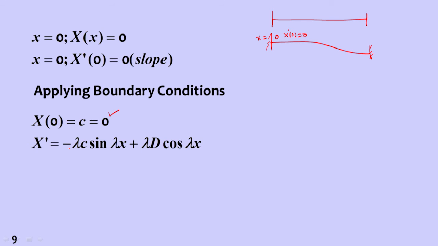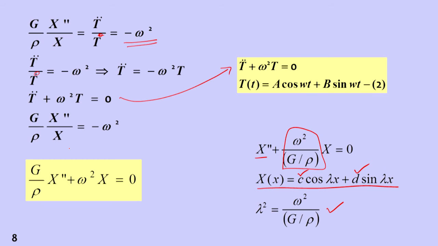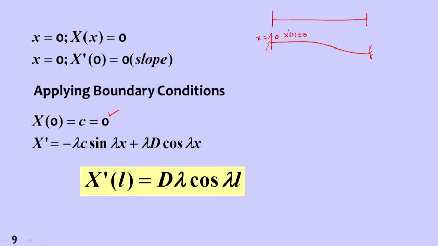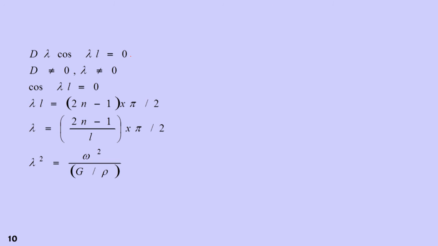Okay, c constant is 0. And then X prime means you differentiate it once. So then what we get is minus lambda c sin lambda x plus lambda d cos lambda x. So since already c is 0, we are left with only X prime is equal to d lambda cos lambda L. So this d lambda cos lambda L we need to find out, because this X prime L is 0. Oh sorry, the boundary condition we are using at this location is X prime of L. So d lambda cos lambda L is equal to 0.